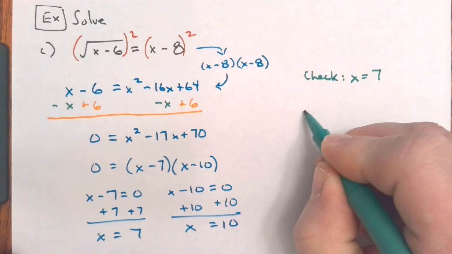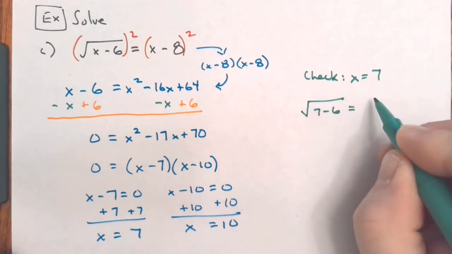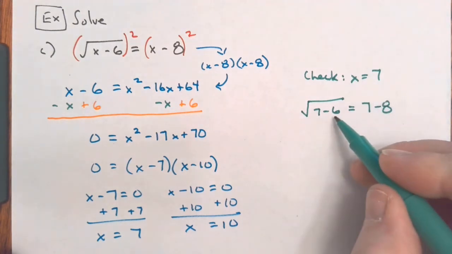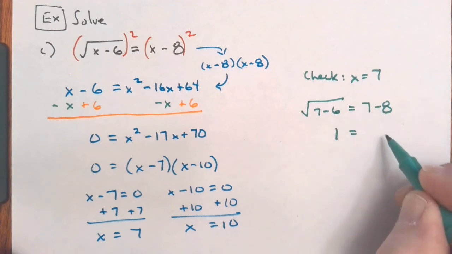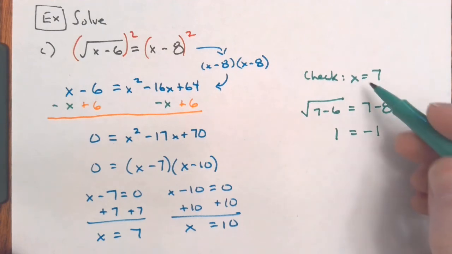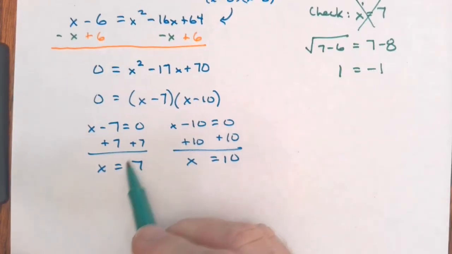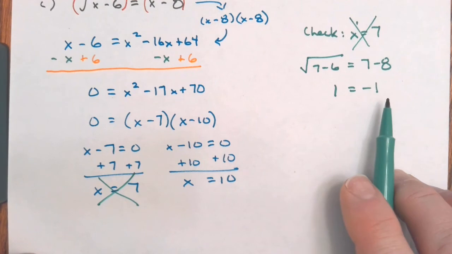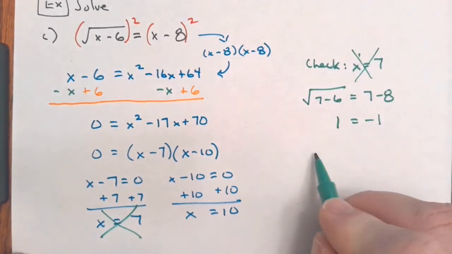That would give me the square root of 7 minus 6 is equal to 7 minus 8. And if I evaluate that, 7 minus 6 is 1, and the square root of 1 is 1. 7 minus 8 is a negative 1. 1 is not equal to a negative 1, so no. X is not equal to 7 in this problem, and we need to eliminate that from our solutions list. It was an extraneous solution that got introduced into this problem when we squared both sides.